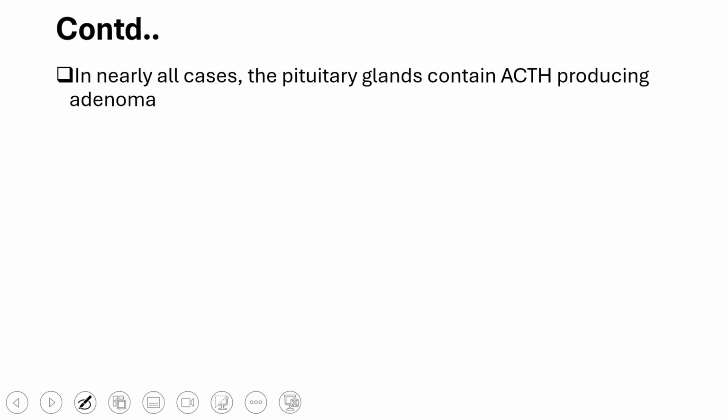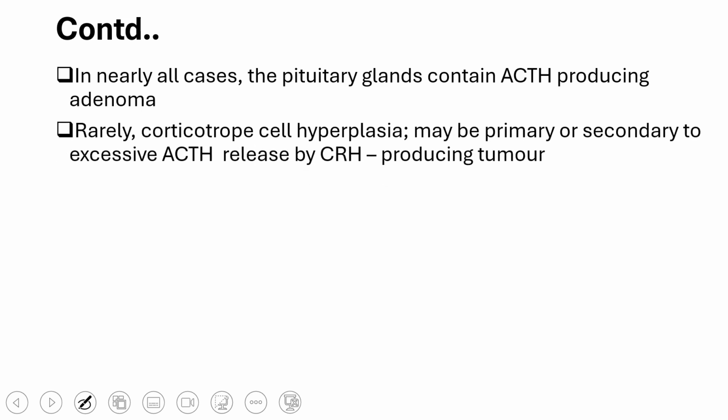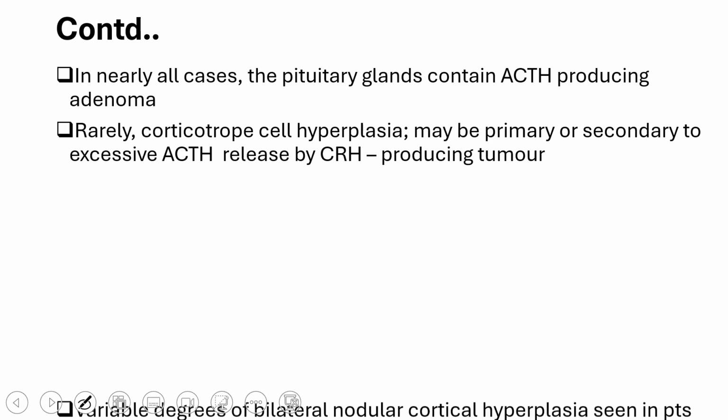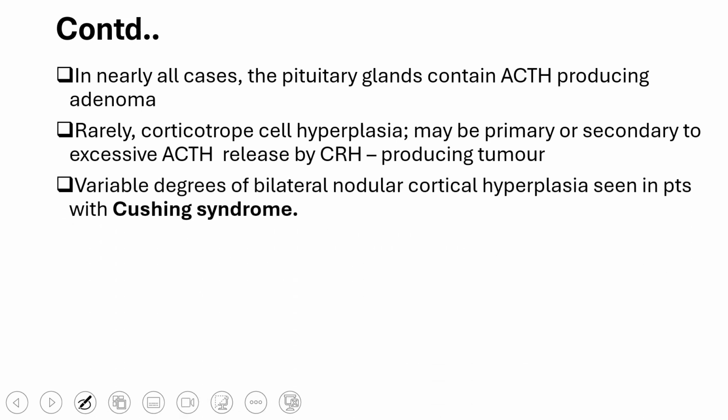You can see that nearly all cases caused by endogenous reasons present with ACTH producing adenoma, and rarely present with corticotroph hyperplasia or a CRH producing tumor. And next, variable degrees of bilateral nodular cortical hyperplasia can be appreciated in patients with Cushing syndrome, that is, micronodular or macronodular hyperplasia can be seen in patients with Cushing syndrome.